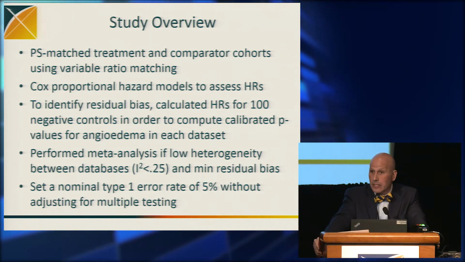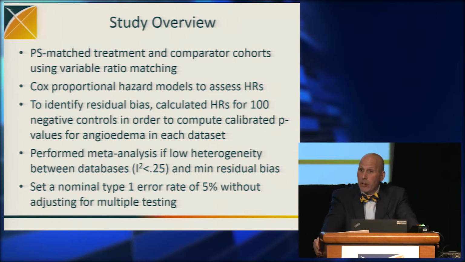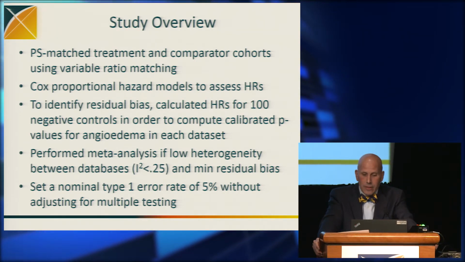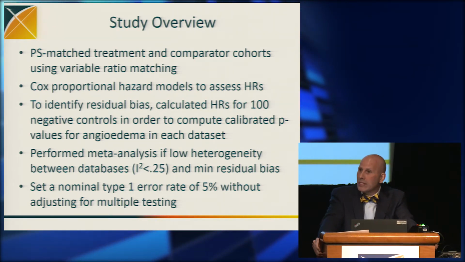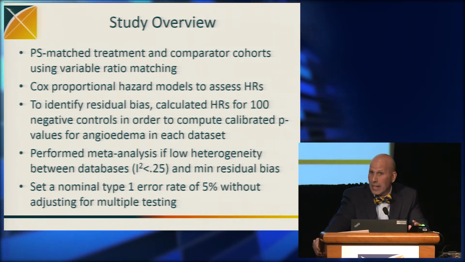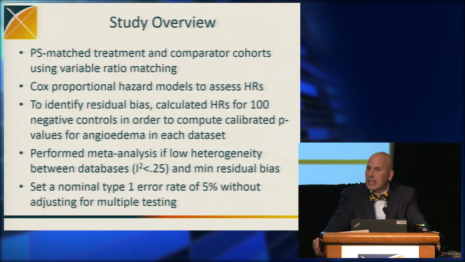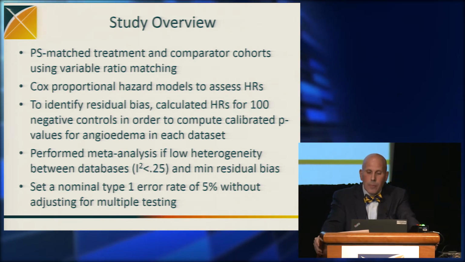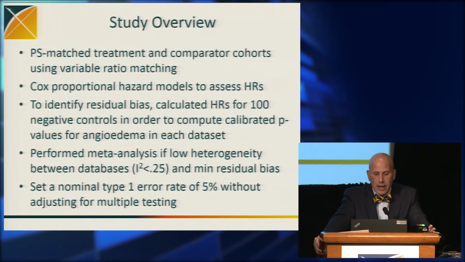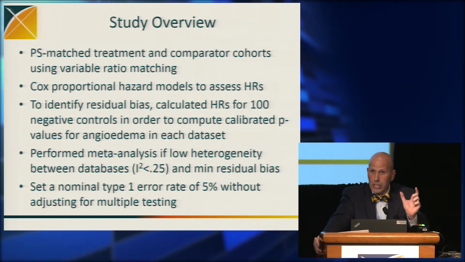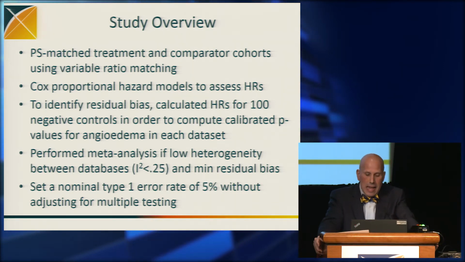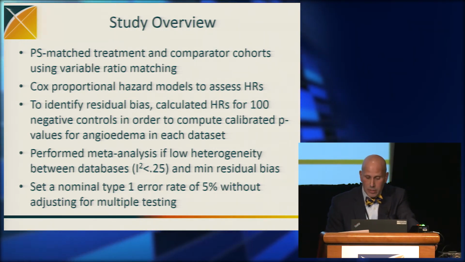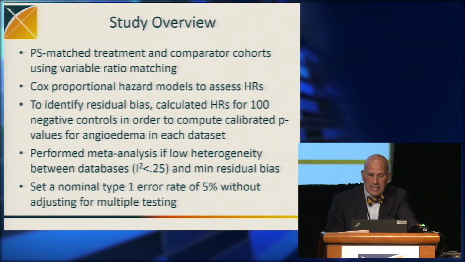In terms of the approach from a statistical perspective, propensity score matched treatment and comparator groups were created using variable ratio matching. We used Cox proportional hazard models to assess the hazard ratios. And we also used negative controls, which for those of you who were here at last year's symposium are familiar with the idea that you look at non-related events. You look at drugs that do not cause these particular outcomes, so you can calibrate your data set, in this case for looking at angioedema, so that we can adjust for some of the variations across data sets. And if there was low heterogeneity between databases, we'd perform a meta-analysis. We set a nominal type 1 error rate of 5%, and did not adjust for multiple testing. So that was the statistical design.